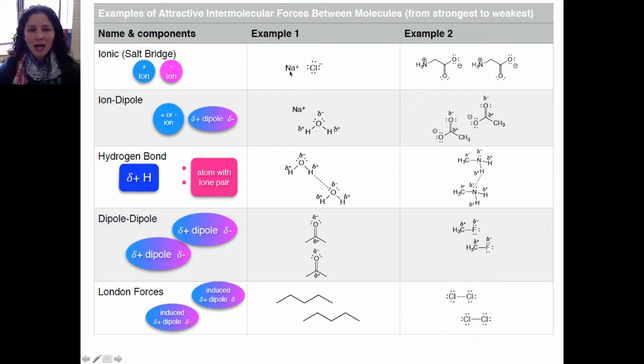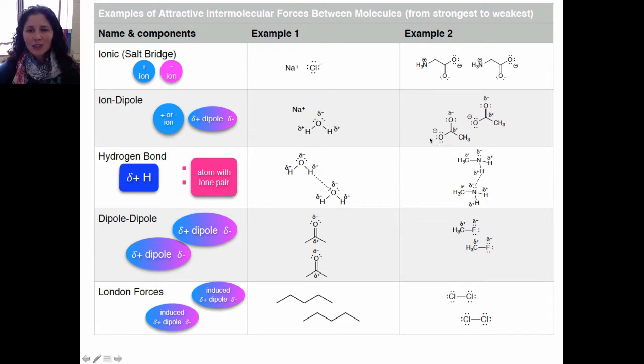This is different from the ion-ion interaction in the fact that the ion-ion is a full positive interacting with a full negative ion. In this case, we have a full positive interacting with a partial negative. So this is a full partial interaction.